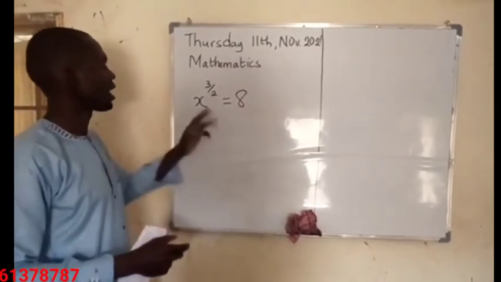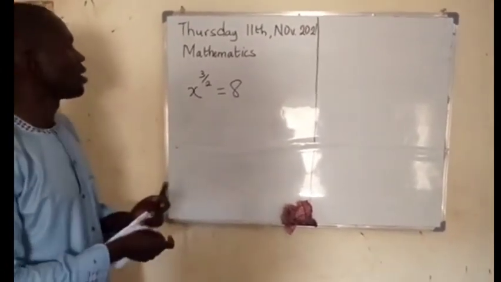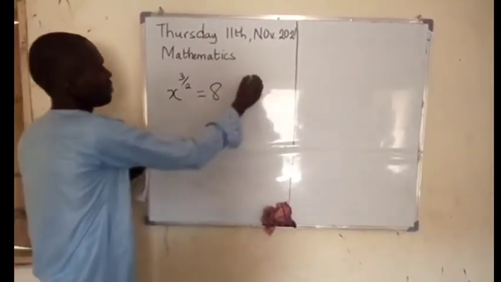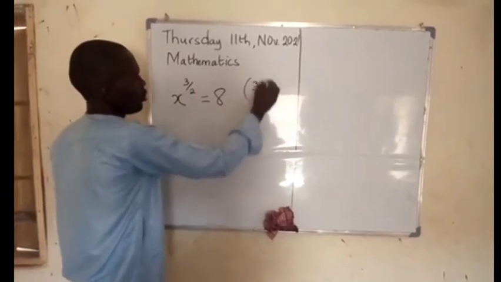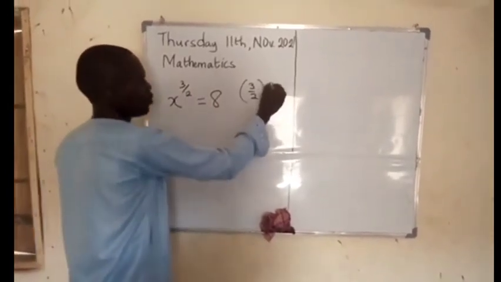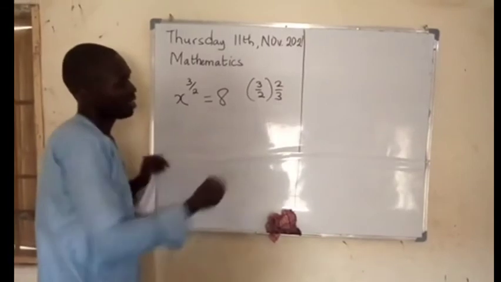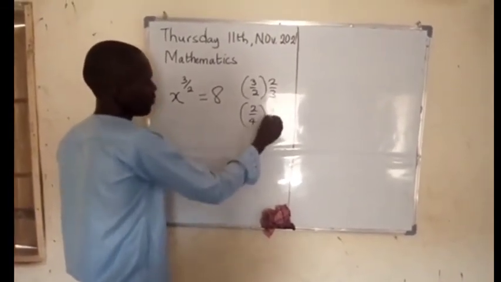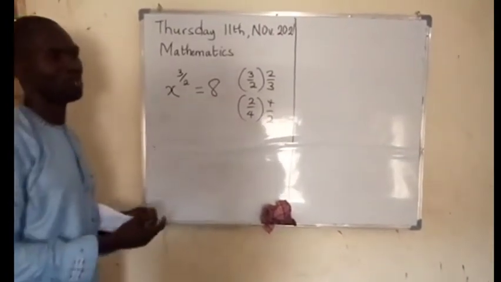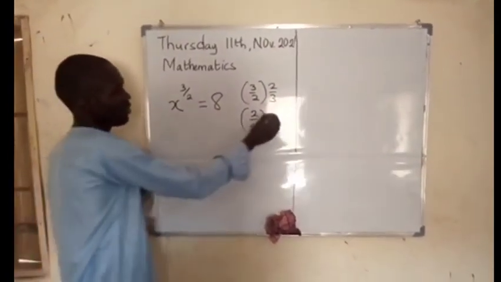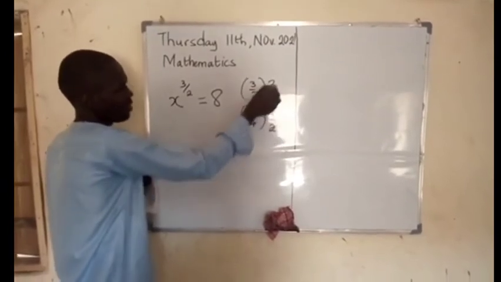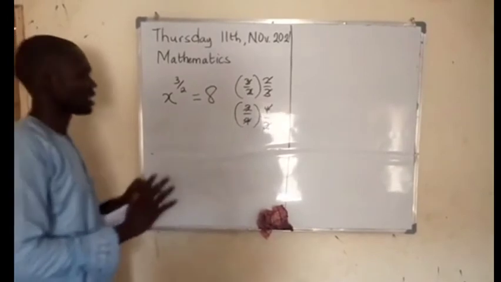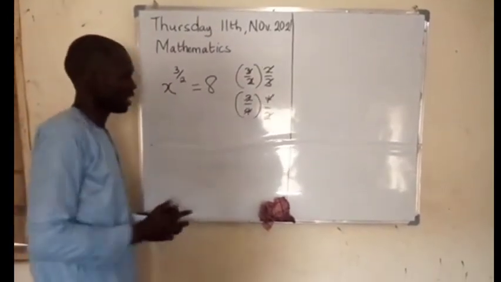You see, in this kind of question, whenever you have something like this, if you have 3 over 2, you are going to multiply both sides by 2 over 3. If you have 2 over 4, you are going to multiply both sides by 4 over 2. The reason why you are doing this is in order for this to cancel out. So just get that basis. That is how to solve problems like this.